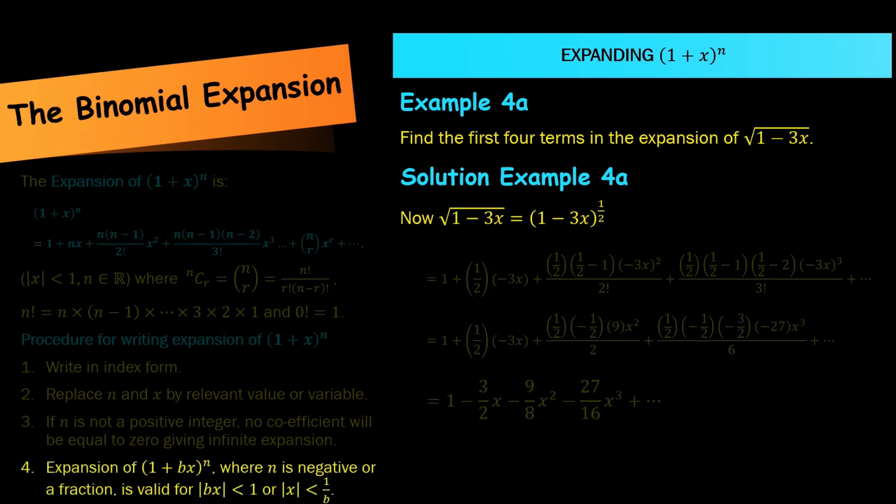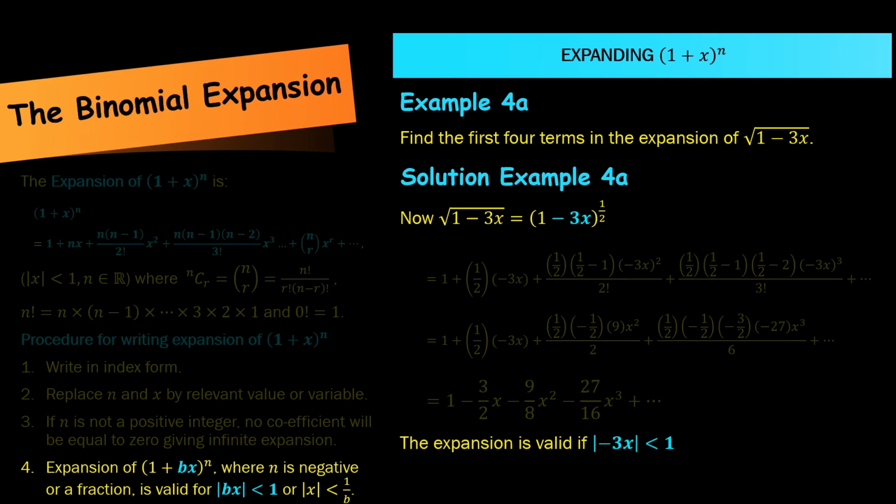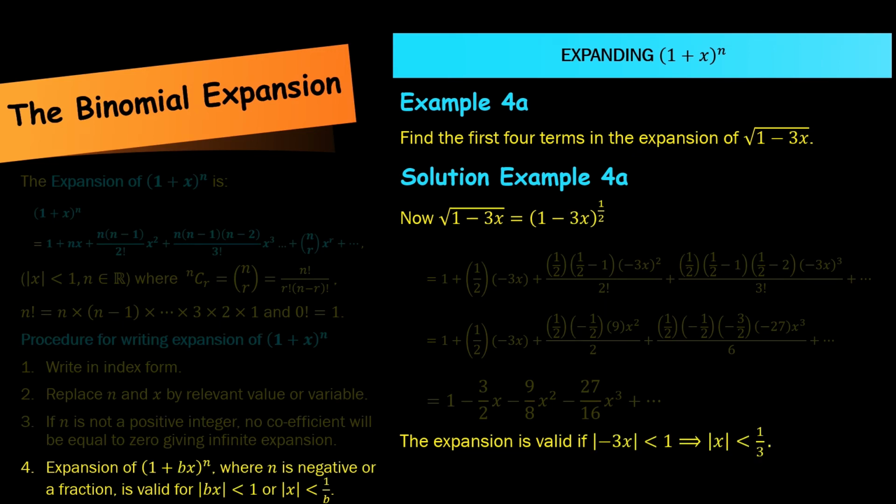The expansion of (1 + bx)^n is going to be valid when mod bx is less than 1. So in our example, the expansion is valid if mod minus 3x is less than 1. This can be rewritten as mod x is less than 1/3.